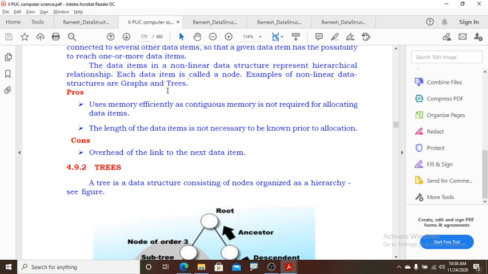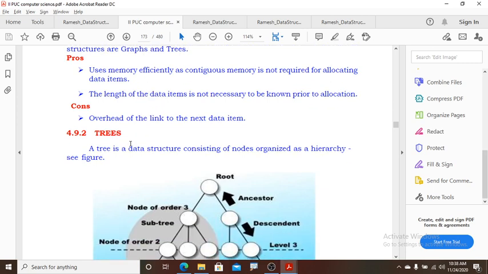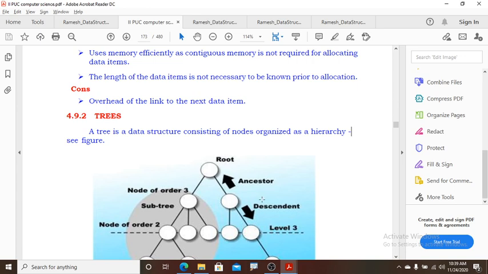Now we will discuss the types, trees and graphs. Trees, this is the example. A tree is a data structure consisting of nodes organized in a hierarchy, meaning this is a parent, this is a child, like this is a hierarchy. So this tree is a data structure. You can mention one example, as we told. One example is the tree, another example is the graph.